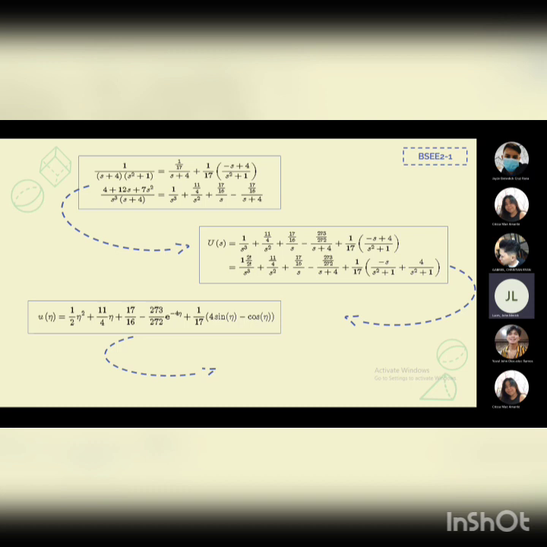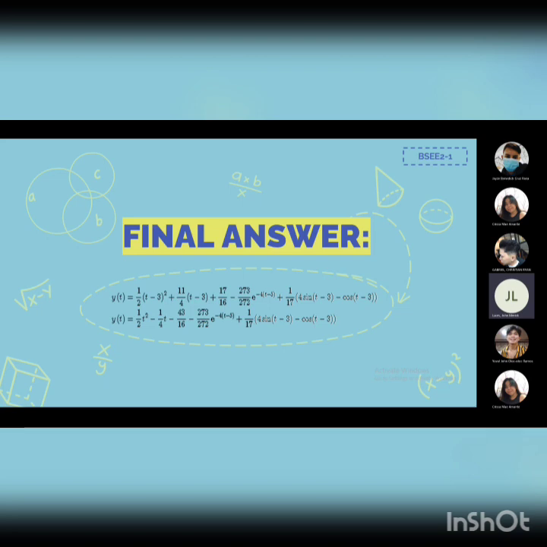However, we can get this by noticing that y of t is equal to y of n plus 3, which is equal to y of n, which is equal to u of t minus 3. So the solution to the original initial value problem is y of t is equal to 1/2 times the quantity of t minus 3 squared plus 11/4 times the quantity of t minus 3 plus 17/16 minus 273/272 e raised to negative 4 times the quantity of t minus 3 plus 1/17 times the quantity of sine of the quantity t minus 3 minus cos of the quantity t minus 3.